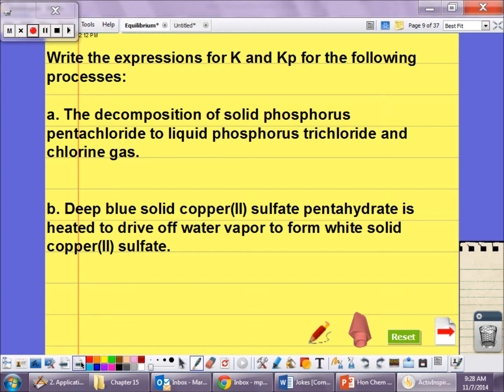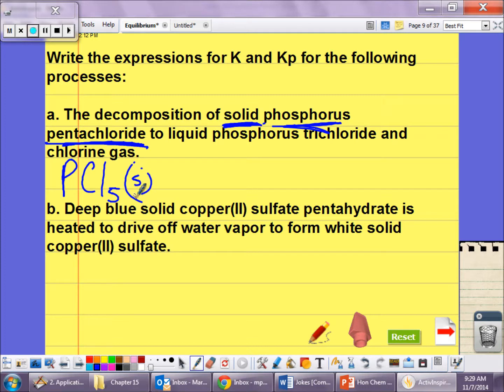Now it says here, write the expressions for Kc and Kp for the following process. Sometimes they give you a word equation, and you need to know how to write a balanced equation for it. It says the decomposition of solid phosphorus pentachloride. What do I start writing? It says solid, phosphorus, pentachloride. So I will write PCl5, and it is important that I put that it is solid.